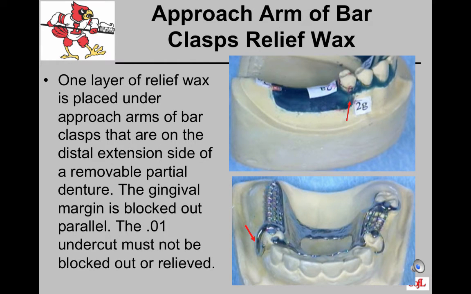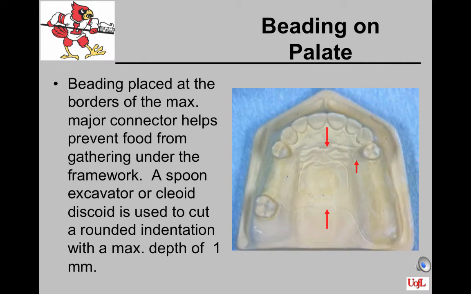One layer of relief wax is placed under approach arms of bar clasps that are on the distal extension sides of the removable partial denture Kennedy Class 1 and 2 designs. The gingival margin is blocked out parallel, and the parallel blockout under the bar clasp extends to the position of the 0.01 undercut. The 0.01 undercut must not be blocked out or relieved, or we will lose the retention for our bar clasp. As a rule, relief is not placed under the maxillary major connector.